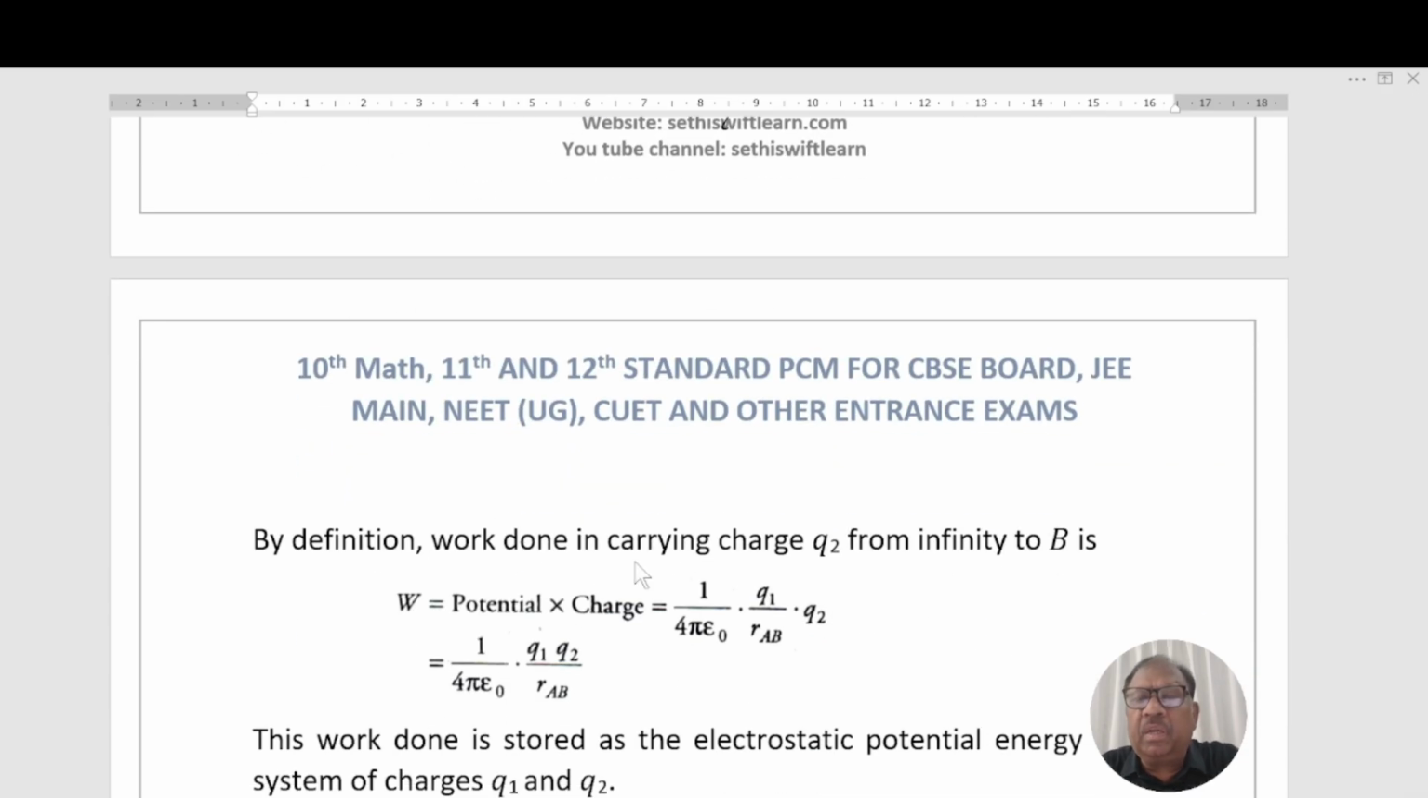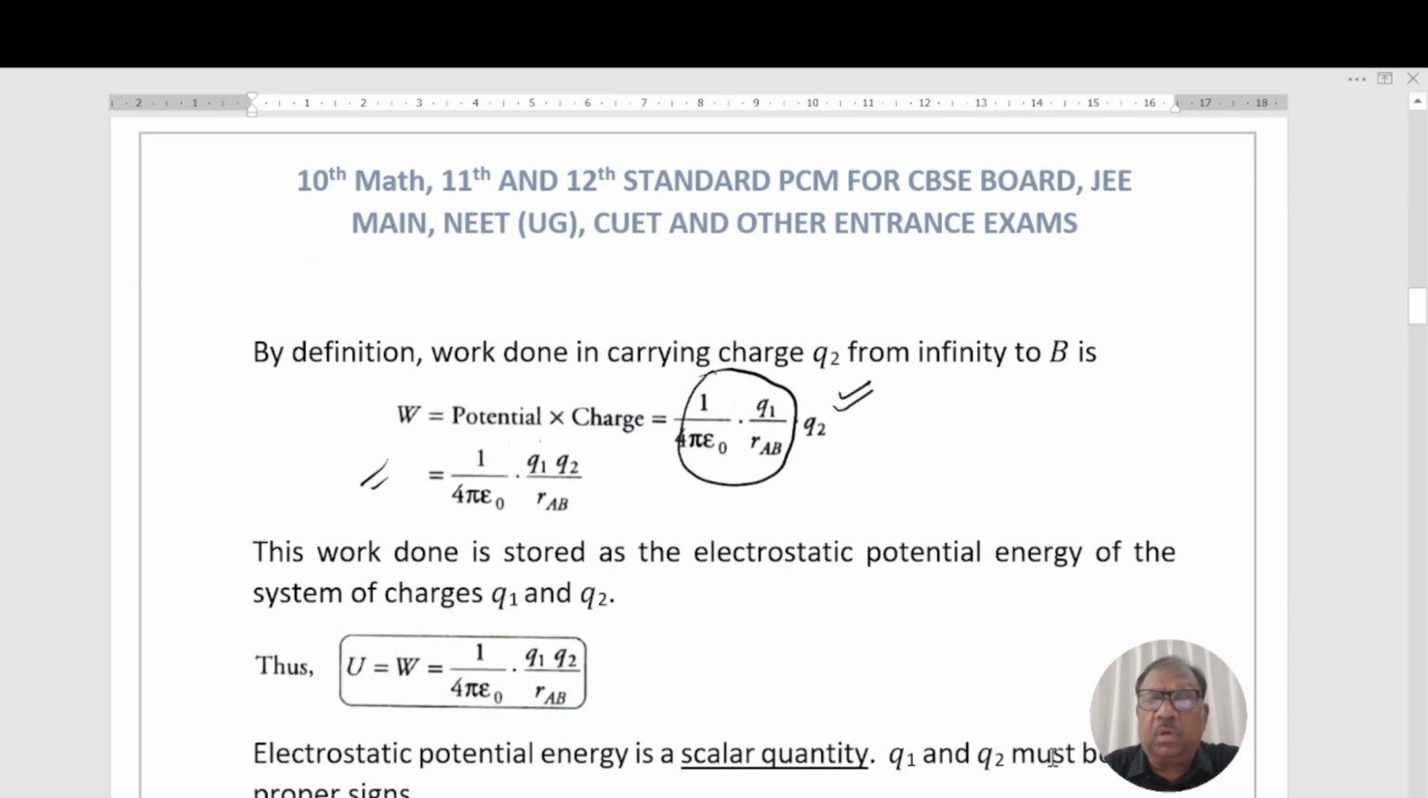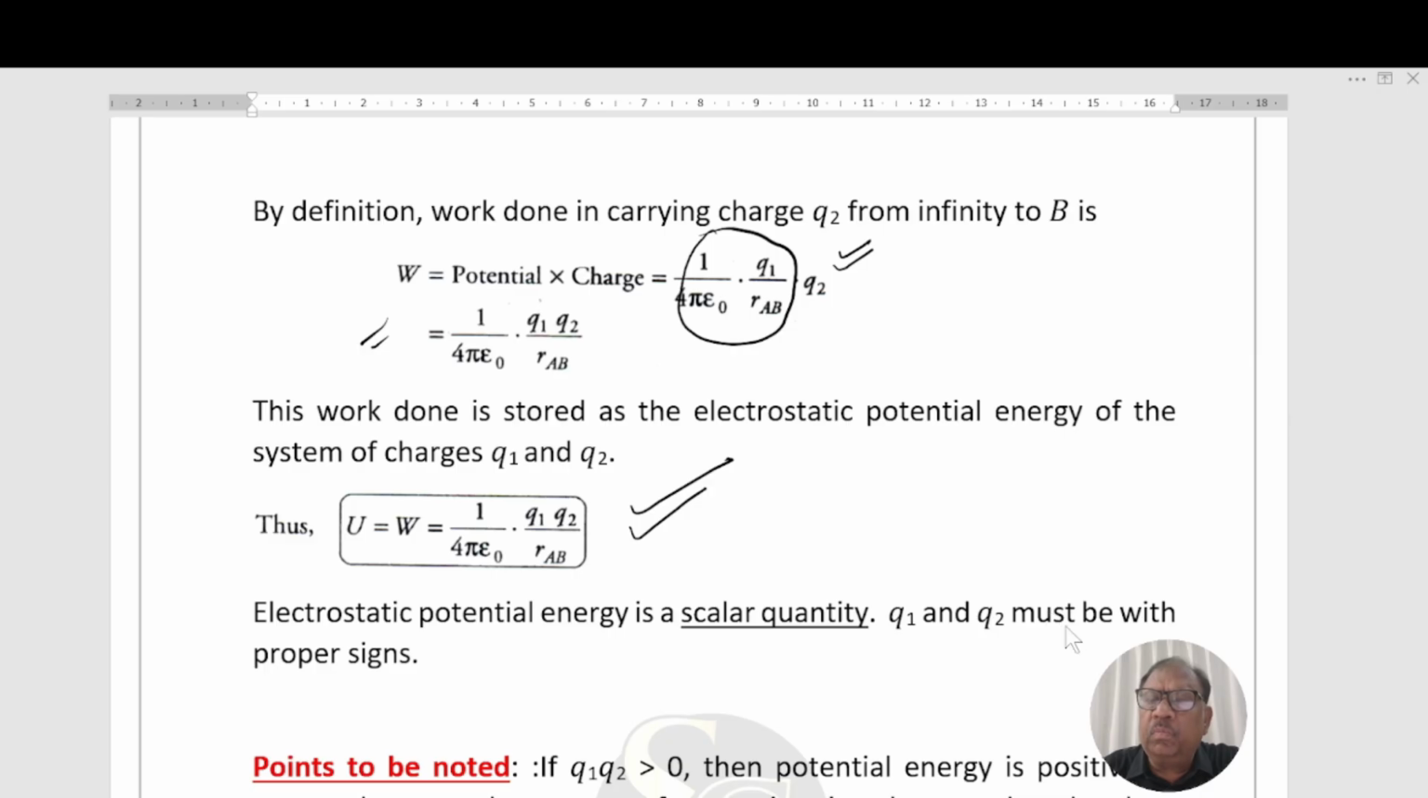Now, by definition, work done in carrying charge Q2 from infinity to point B is potential into charge. 1 over 4 pi epsilon Q1 upon R_AB is the potential due to that point charge Q1, and this charge Q2 is being brought from infinity to that point. So this is the amount of work done. This work done is stored as electrostatic potential energy of the system of charges Q1, Q2, and the mathematical expression comes out to be 1 over 4 pi epsilon Q1 Q2 upon R_AB. R_AB is the distance between the points A and B. Electrostatic potential energy is a scalar quantity, and Q1, Q2 must be put in with proper signs.